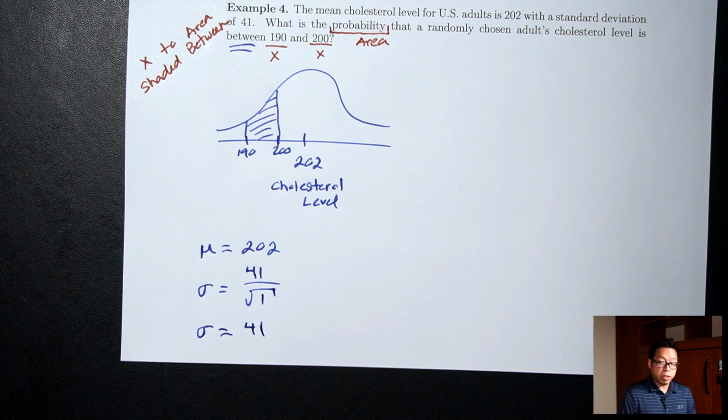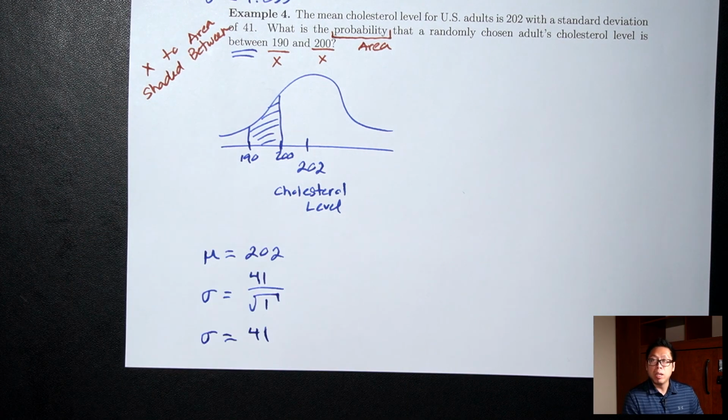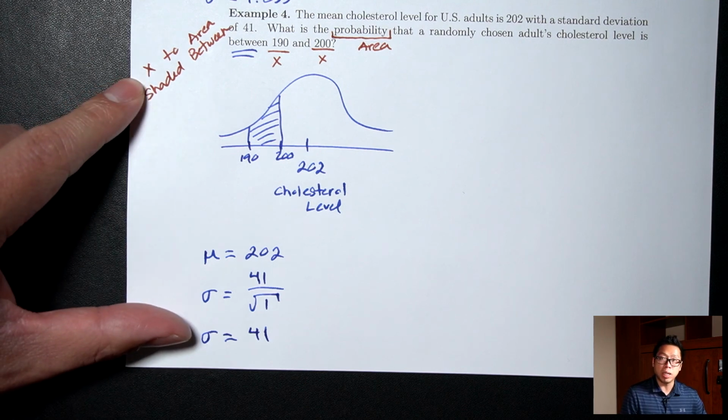And now the rest of the question, which I won't finish, will be an X to area shaded between question. So if you don't remember how to do it, go back to the last lecture and look for an X to area shaded between. The steps will be exactly the same.